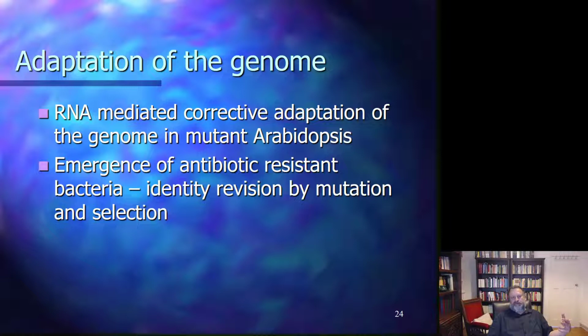Another adaptation aspect is the emergence of antibiotic resistance in bacteria. So this happens through mutation and selection, and also recombination with other bacteria. So in this case, the presence of antibiotics in the environment triggers adaptations in the DNA of the bacteria, which lead to the production of molecules which confer antibiotic resistance, for example, by breaking down the antibiotic molecules or shuffling them out very quickly from the cell. Again, in this case, the identity revision, the change of DNA happens by mutation and selection, and possibly by picking up elements of the DNA from other cells.